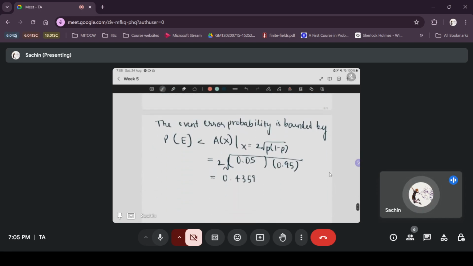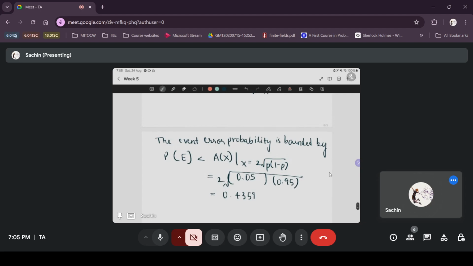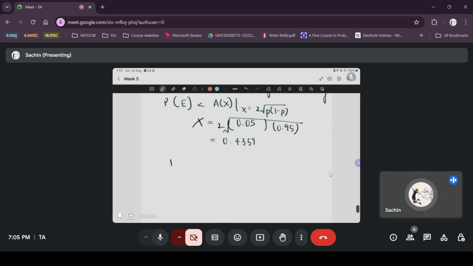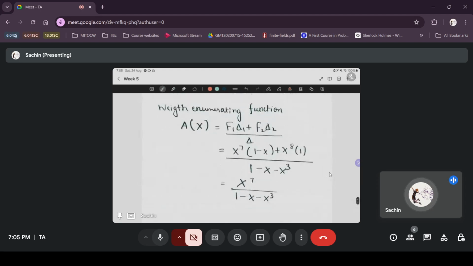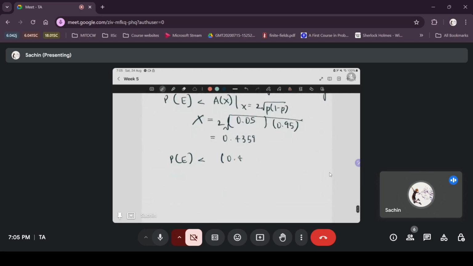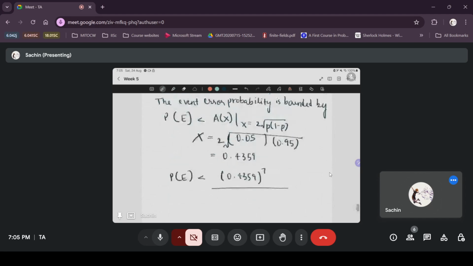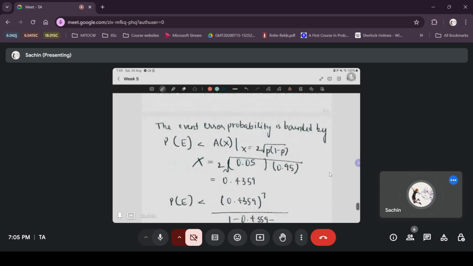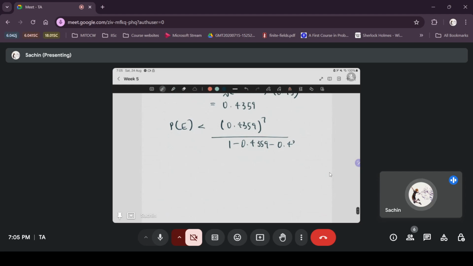And finally, you have to evaluate A of x at this point, which is, okay, this was x. So you have to evaluate this function at that point. So you have to do P of E is less than x power 7, which is 0.4359 power 7, divided by 1 minus 0.4359, which is x, minus x cubed, 0.4359 cubed. So there's absolutely no way you can do that by hand. I use the calculator and I'll directly give you the answer.